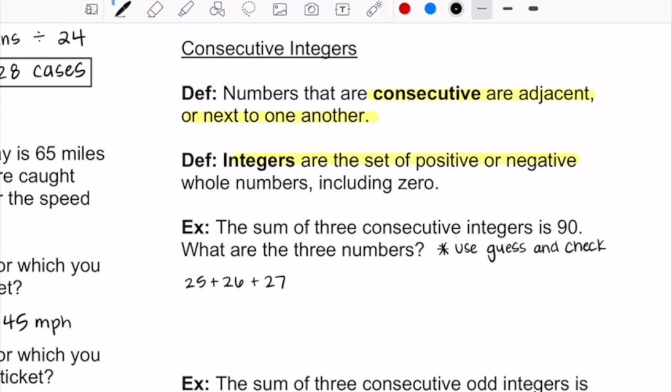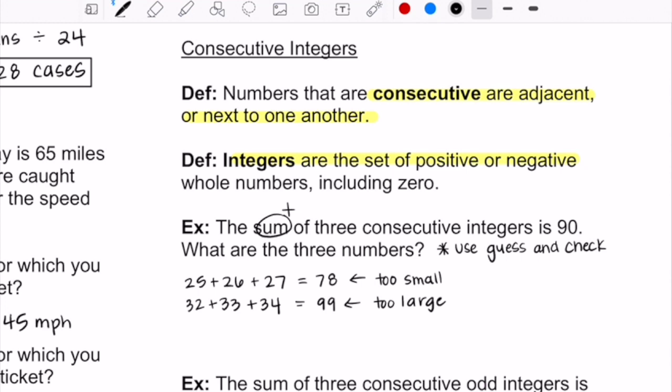So they're all whole numbers. They're all right in a row, and there are three of them. When I add those three numbers together, I get 78. But I wanted the numbers to add up to 90, so that means that those three numbers that I picked were too small. So let's say that you randomly pick some other numbers. Let's say you pick 32, 33, and 34. But when you add those three numbers up, you get 99, and so that's too large. You're trying to have them add up to 90. So it means the answer is somewhere in the middle.